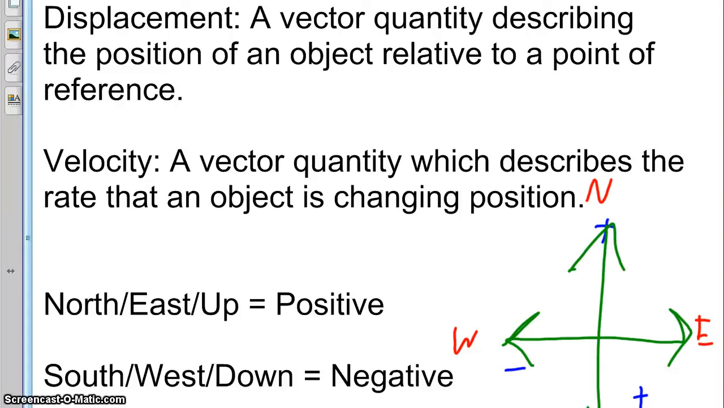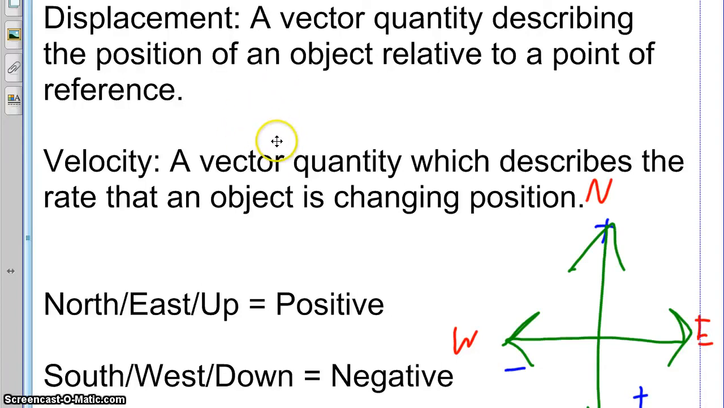So we have, first of all, displacement. Displacement is similar to a distance. It's just sort of a vector. So it's a vector quantity describing the position of an object relative to a point of reference. So displacement tells me where I am relative to something else, and it's measured in meters.